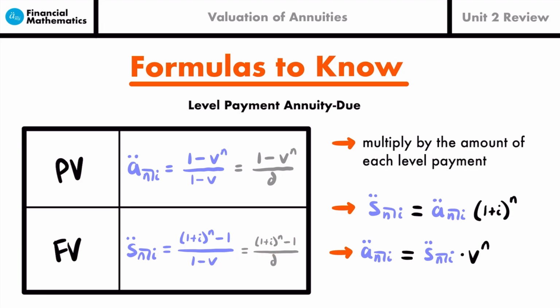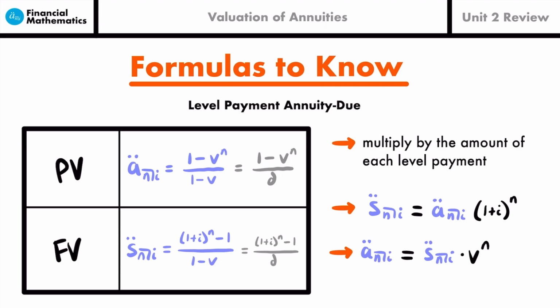Okay, now once again, just like with level payment annuity immediates, the interest rate that you use should match the payment cycle. If you have annual payments, you should have an annual effective interest rate. If you have quarterly payments, you should have a quarterly effective interest rate, and so on. That always needs to be true. And also, like level payment annuity immediates, you multiply these notations by the amount of the level payments. So if you have payments of $500 every period, you want to multiply these notations or these formulas by 500 in order to calculate the present value or future value of those payments.